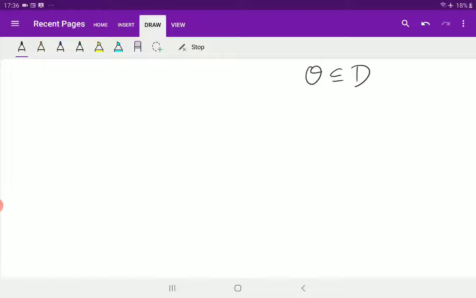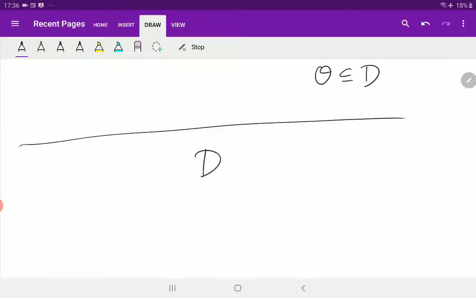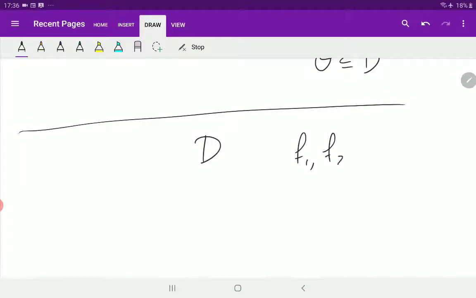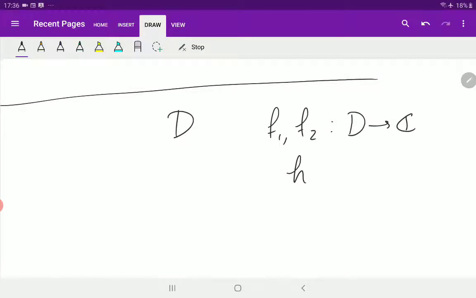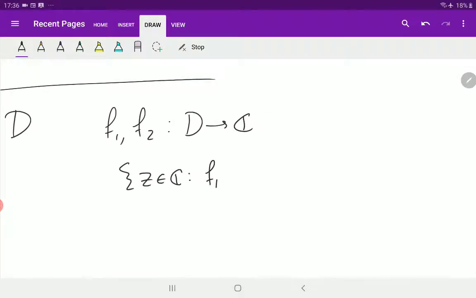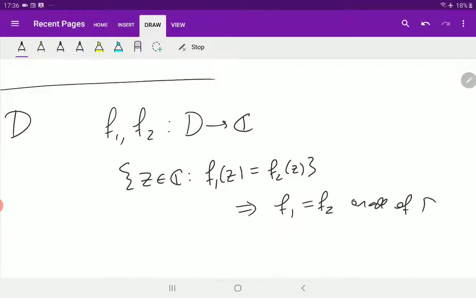So let me talk about the identity theorem. Suppose that D is a region, and we've got f1 and f2 going from D to C that are holomorphic. Suppose that the set where the functions are equal has at least one accumulation point in D. Then that implies that f1 is equal to f2 on all of D.